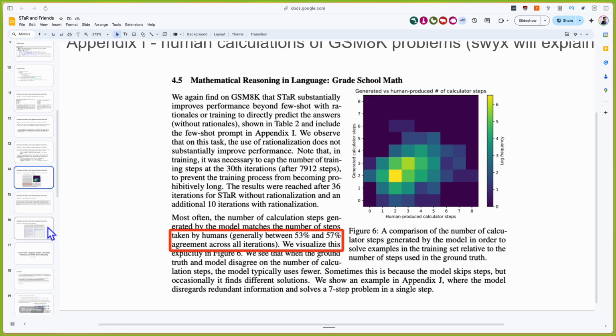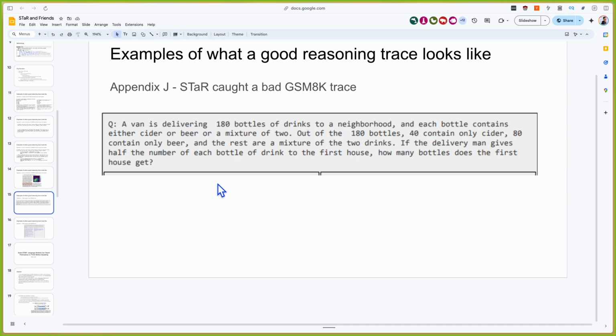So I think I'm about to finish this paper. There are some cases where the model data set was actually bad, or GSM 8K was bad. Here's an example of a really stupidly confusing question. A van is delivering 180 bottles of drinks to a neighborhood. Each bottle contains either cider or beer or a mixture of 2. Out of the 180 bottles, 40 contain only cider, 80 contain only beer, the rest a mixture of 2 drinks. If the delivery man gives half the number of each bottle of drink to the first house, how many bottles does the first house get? So there's a lot of random context, but actually it's asking you to divide 180 by 2.